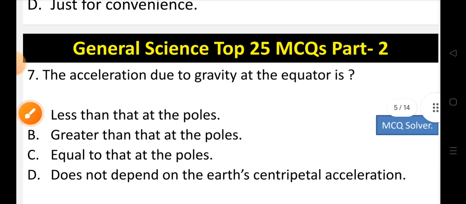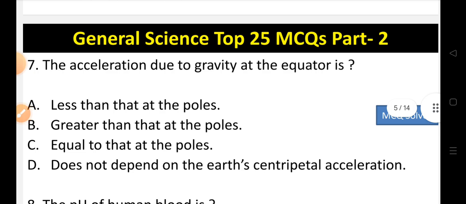Now let's move to question number 7. The acceleration due to gravity at the equator is, options are option A less than that at the poles, option B greater than that at the poles, option C equal to that at the poles, or option D does not depend on the Earth's centripetal acceleration.